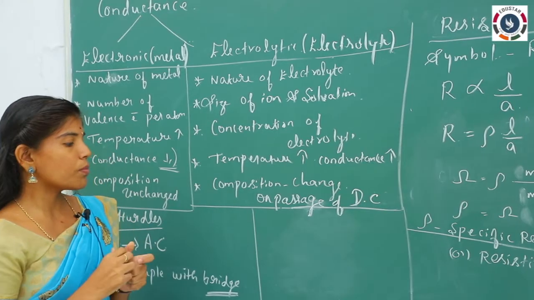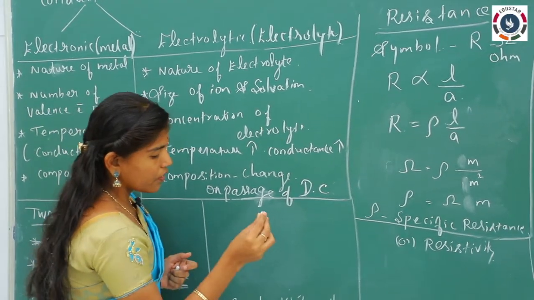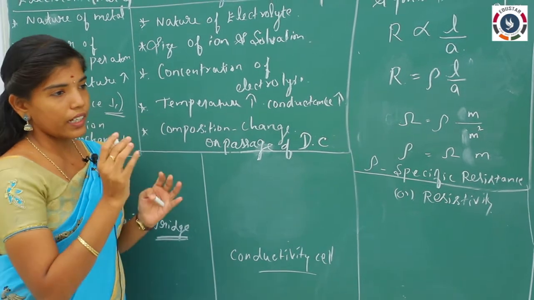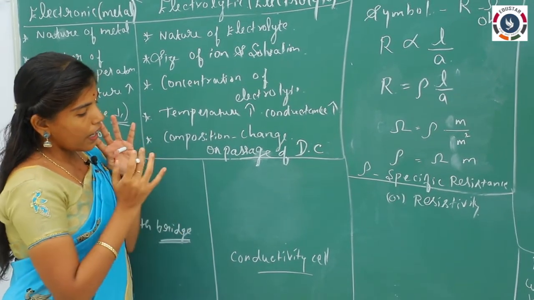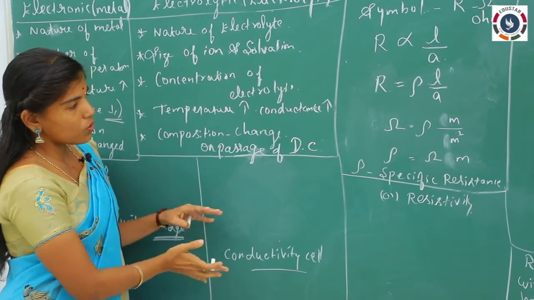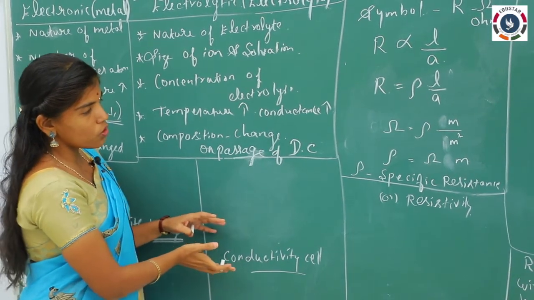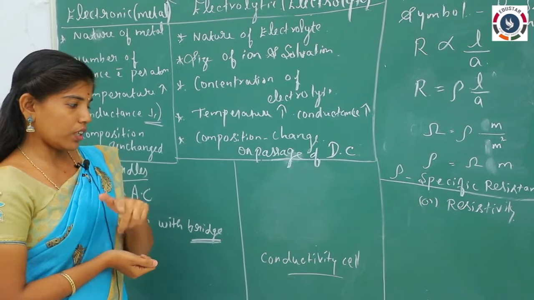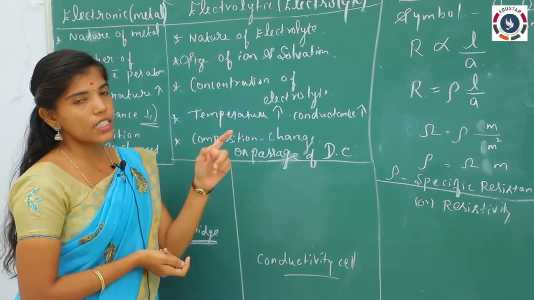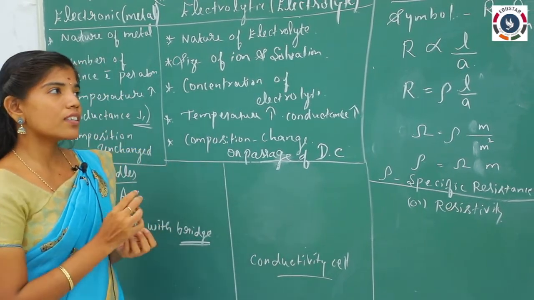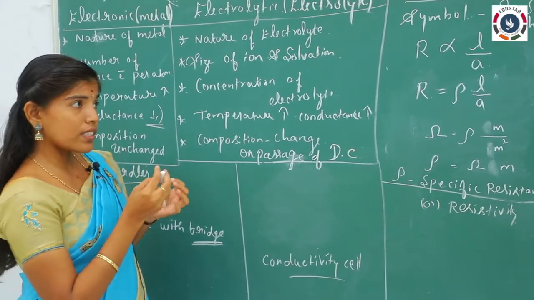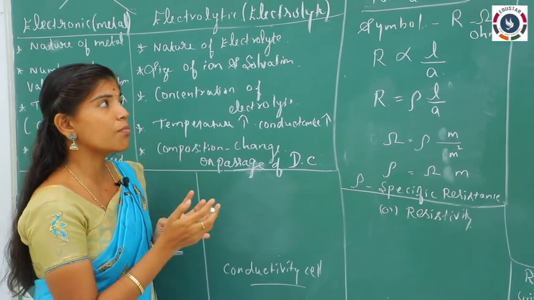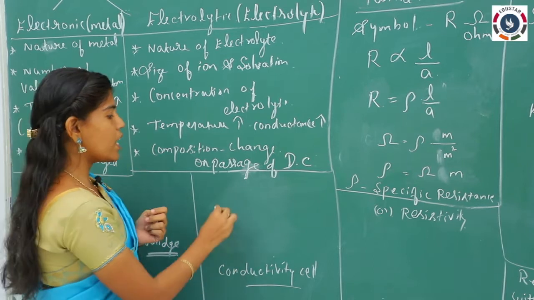So we are going to see about the conductivity cell. I will come to the conductivity cell a little later. Before going to the conductivity cell, I want to discuss resistance and conductivity. First thing, what is conductance? How is the conductance measured in an electrolytic solution?